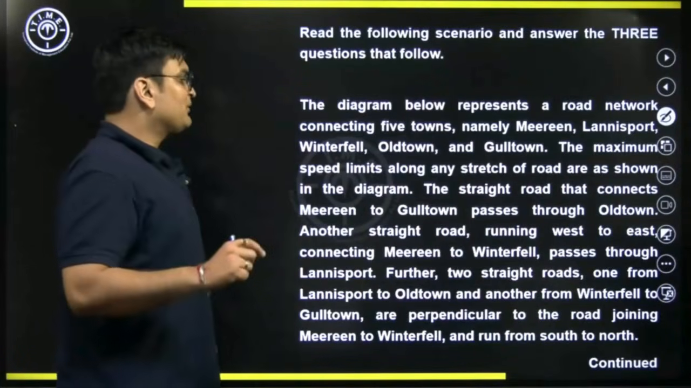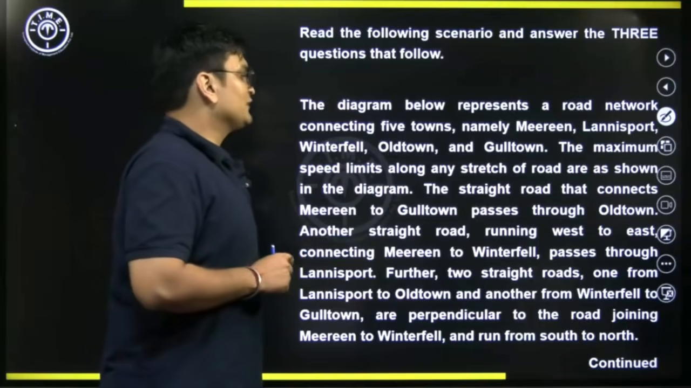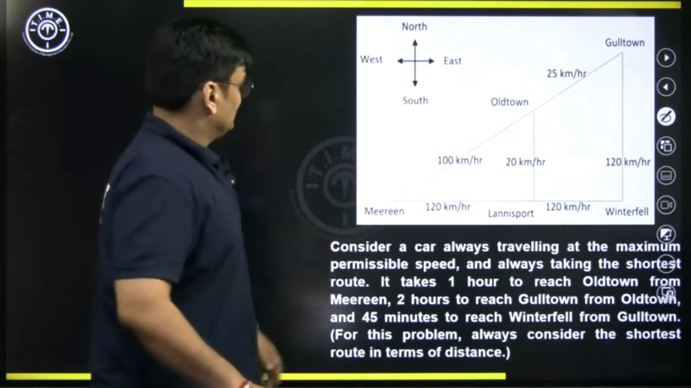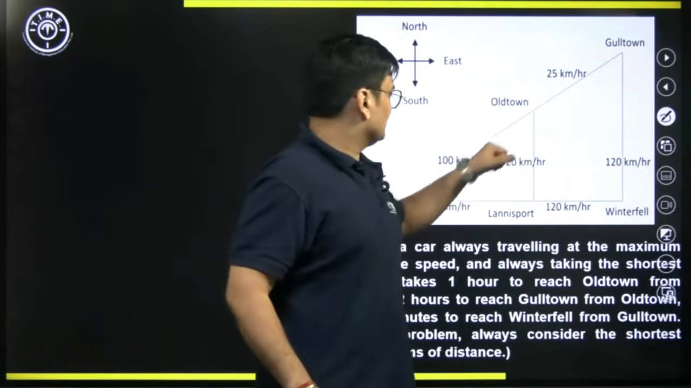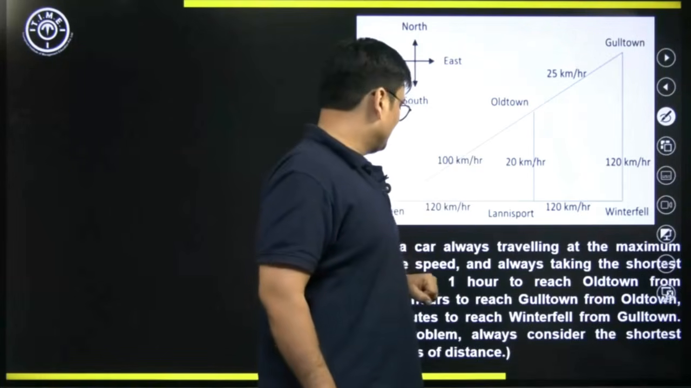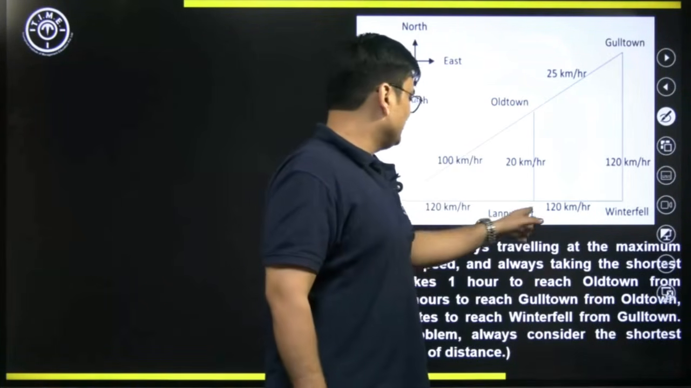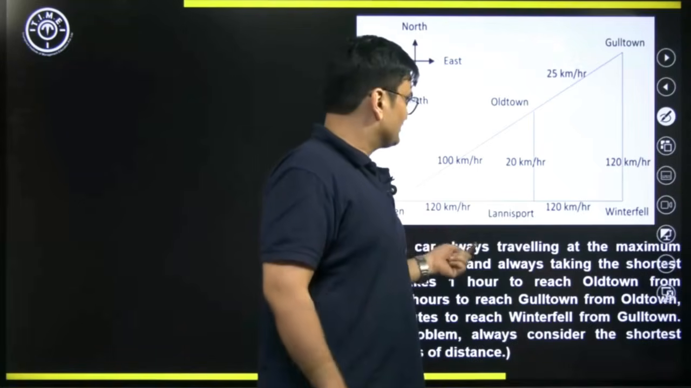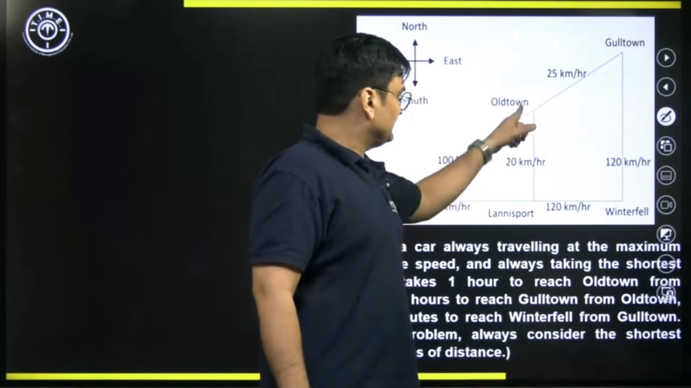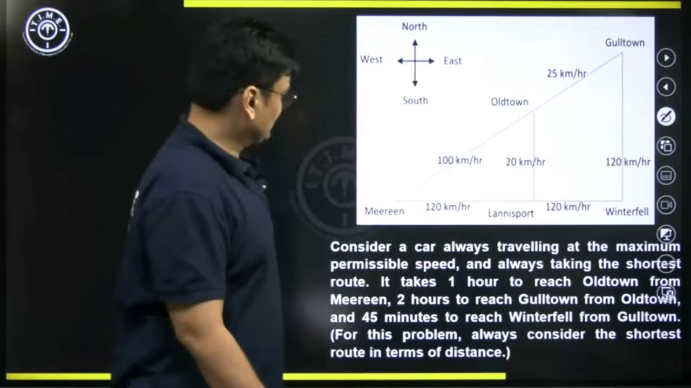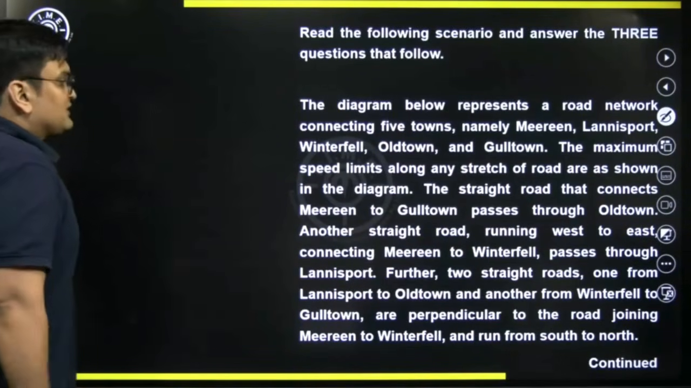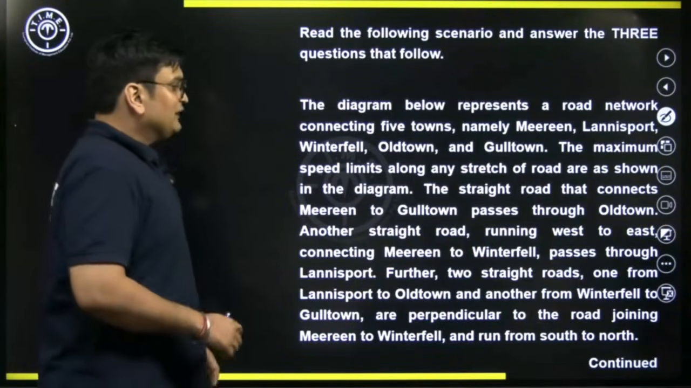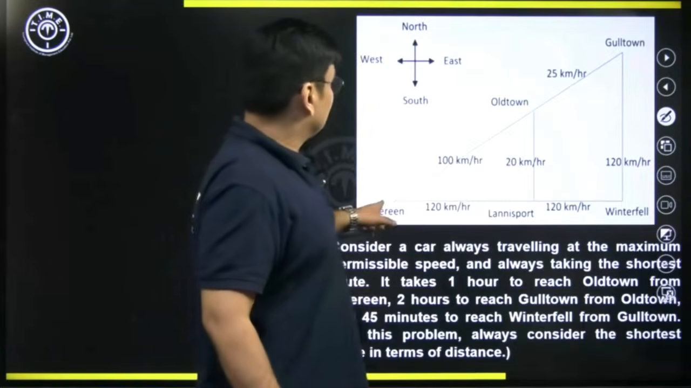The maximum speed limits along any stretch of the road are as shown in the diagram. So when you're going from Meereen to Old Town, you can maximum travel at 100 kmph. But if you're going from Meereen to Lannisport, you can travel at 120 kmph. If you're going from Old Town to Lannisport, you can only travel at 20 kmph. The straight road that connects Meereen to Gultown is this to that.